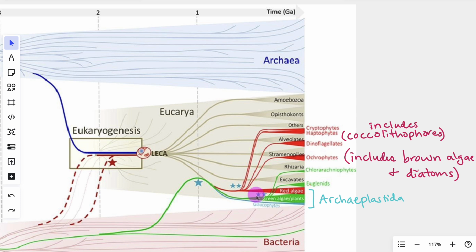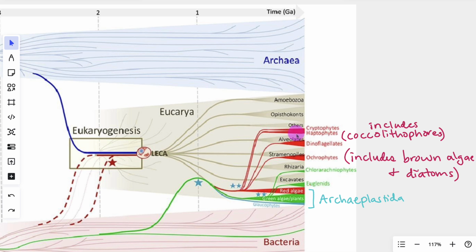And then you can see these double stars. Those show secondary endosymbiosis events. So you can see the green alga gets engulfed in one event into the chlorarachniophytes. A green alga also got engulfed into the euglenid group. And then you can see a red alga engulfed multiple times.